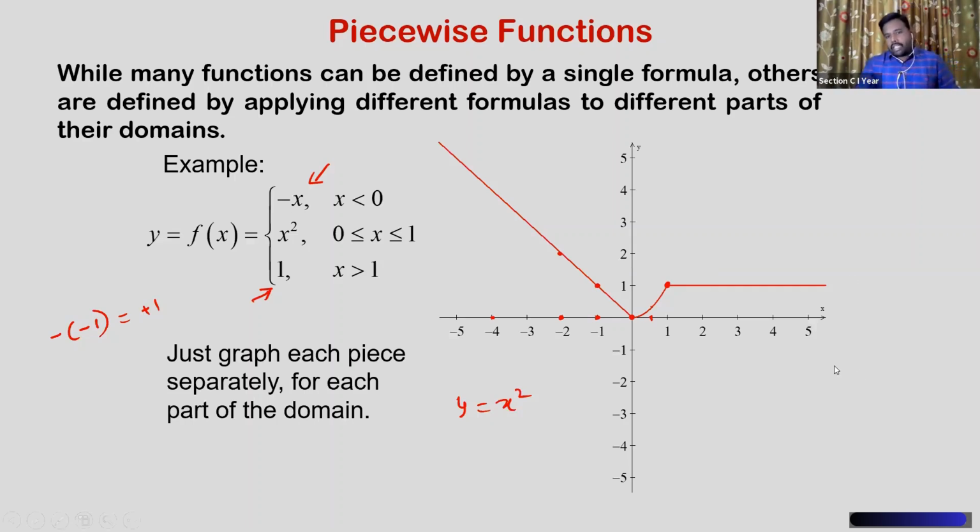And what may be the range of this? Can anybody identify? The domain is clear, so that we have drawn the diagram. What may be the range? You can just send me a message in chat. What may be the range?